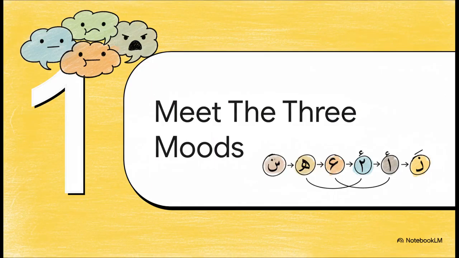So this flexibility is what gives the verb three totally distinct states, or what grammarians like to call moods. And honestly, getting a handle on these three moods, it's the absolute key to unlocking a much deeper level of precision when you're speaking or reading Arabic.